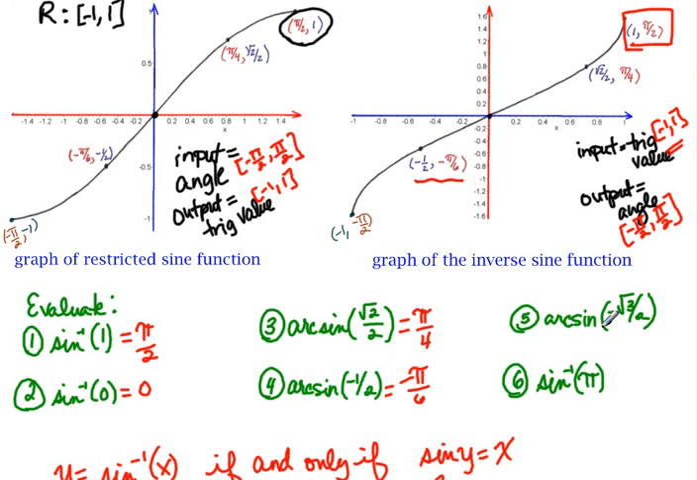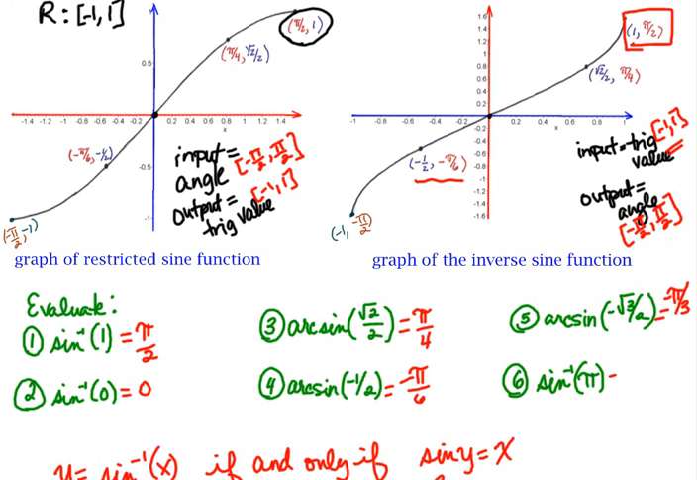What about arc sine of negative square root of 3 over 2? So again, I'm looking for an angle. That's going to have to be in the fourth quadrant because the sine value is a negative square root of 3 over 2. Well, that's going to be negative pi over 3.